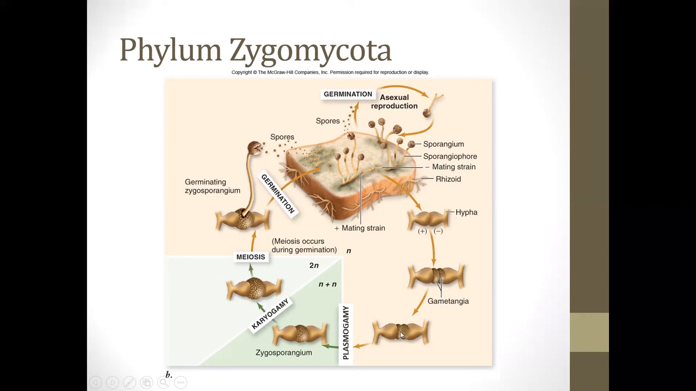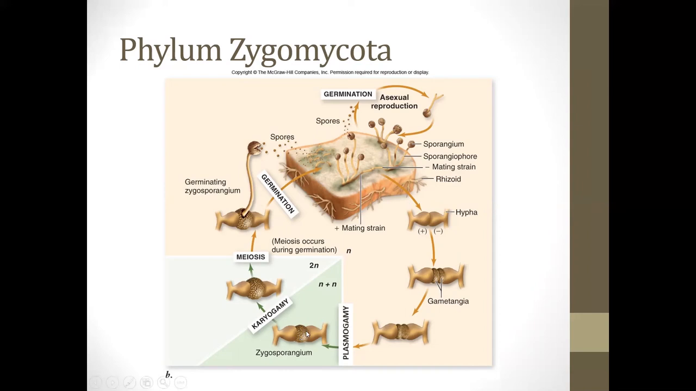So now we have these two gametangia from two different fungi touching each other, and the first thing that's going to happen is plasmogamy. If you remember with plasmogamy, you had the fusion of the membranes. So now we have this structure that we just created that is N plus N. The plasma membrane fused, bringing the two nuclei into the same cell, but the nuclei did not fuse. So they are still separated inside the cell, making this N plus N.